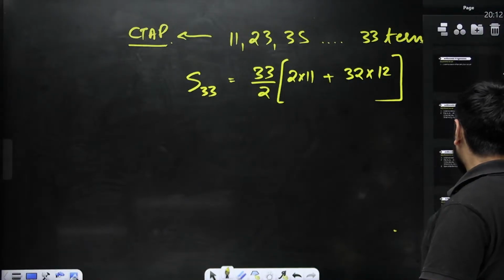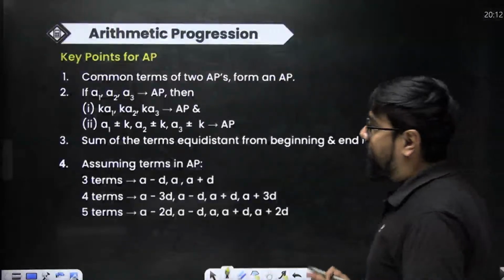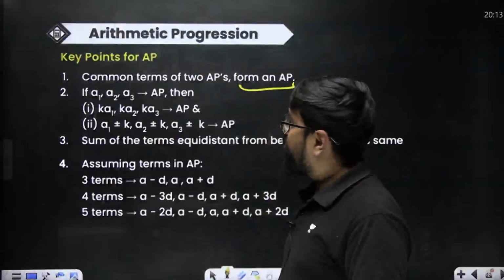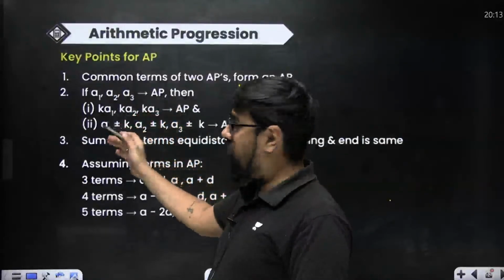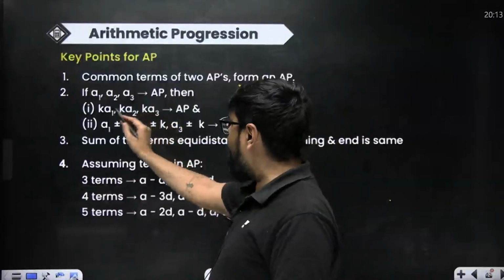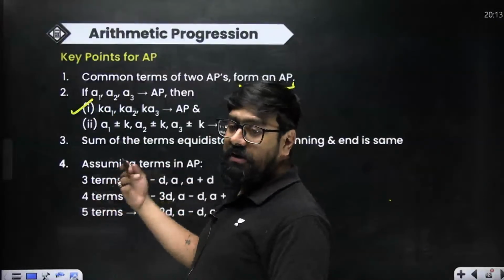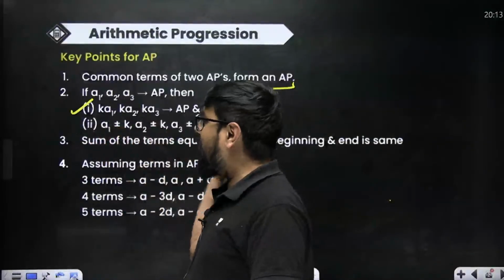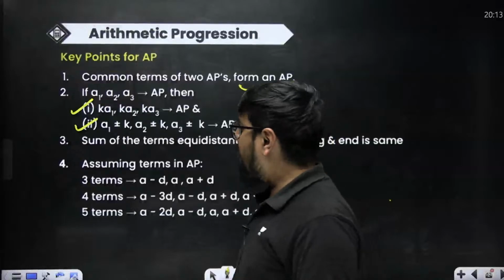Let's just revise our key points which we need to remember for AP. Common terms of two APs form an AP. Yes, we know. If we multiply every term of an AP with a constant K, this will also form an AP. If we add or subtract a fixed constant in every term of an AP, that will also form an AP.